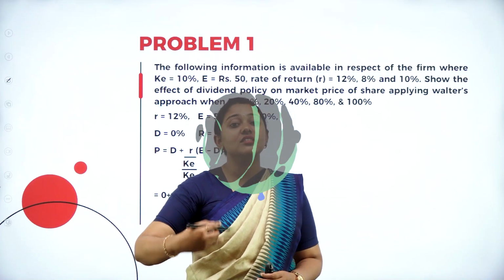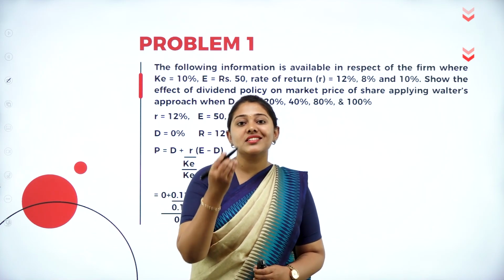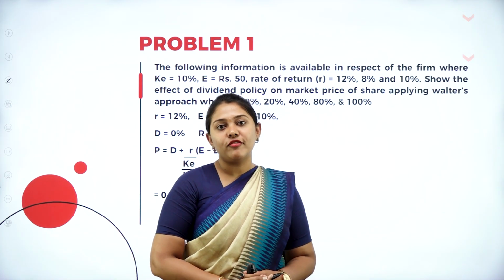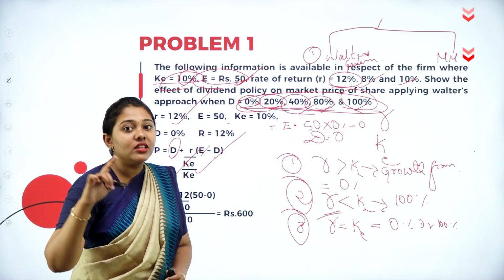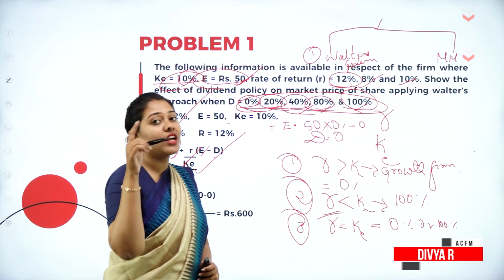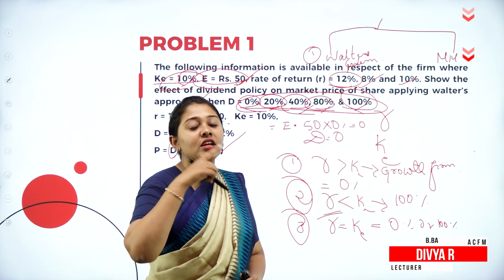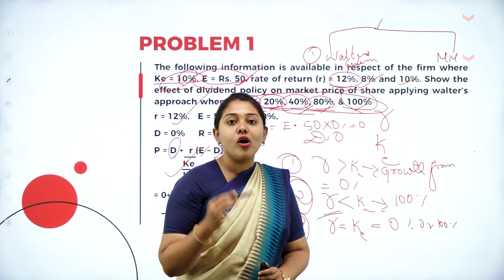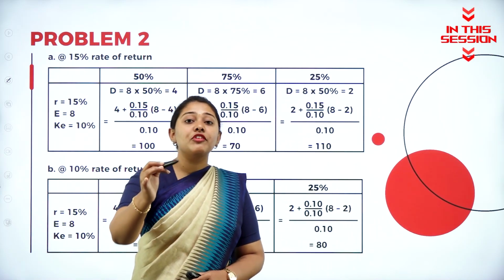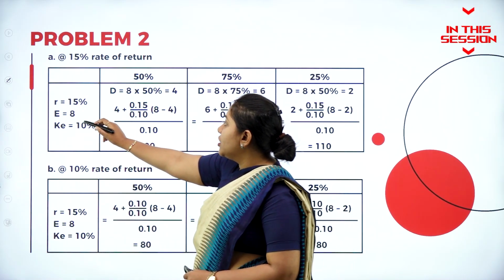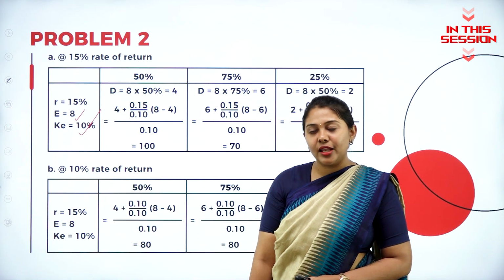What are the factors that are influencing the dividend policy? So what are the factors? Internal factors and external factors. That is very important for your examination. When all the 5 dividend percentages are given, we are calculating the rate of return, 12%. So using 12%, first, we are calculating dividend for all the 5%. When the rate of return is 15%, your earnings will be 8 rupees, and the cost of equity capitalization rate is 10%.